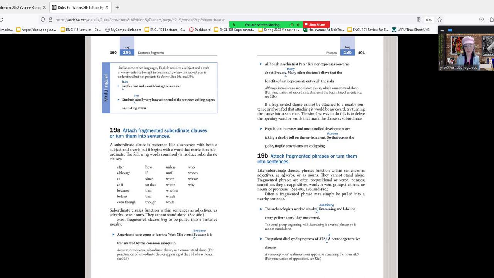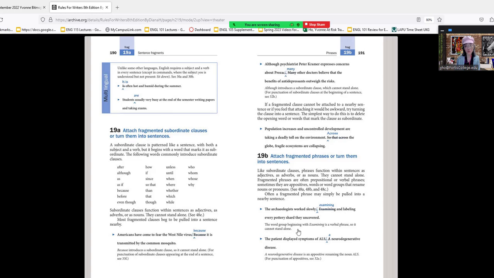Attach fragmented phrases or turn them into sentences. Like subordinate clauses, phrases function within sentences as adjectives, as adverbs, or as nouns. They cannot stand alone. Fragmented phrases are often prepositional or verbal phrases. Sometimes they are appositives, words or word groups that rename nouns or pronouns. Often, a fragmented phrase may simply be pulled into a nearby sentence. The archaeologists worked slowly, examining and labeling every pottery they uncovered.